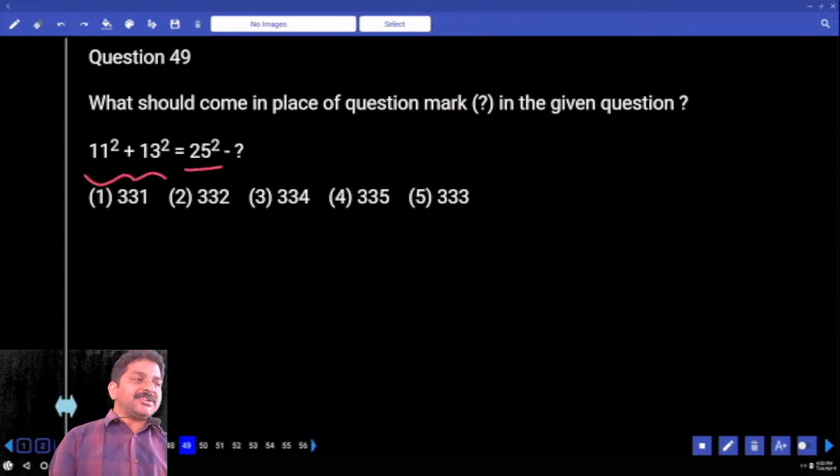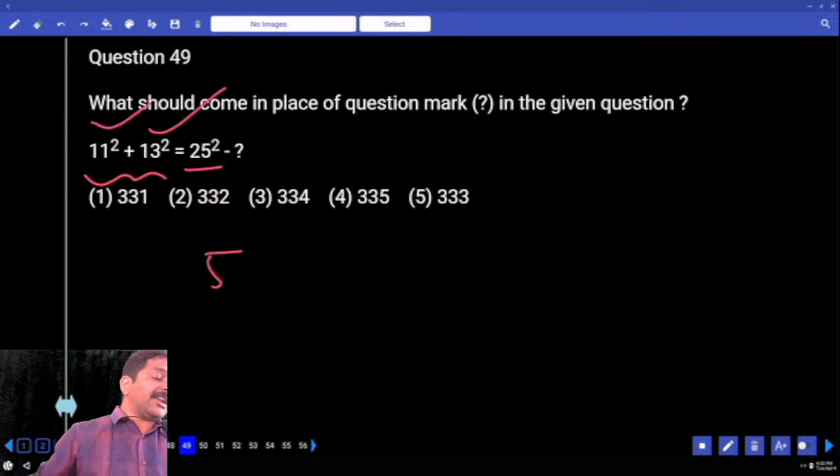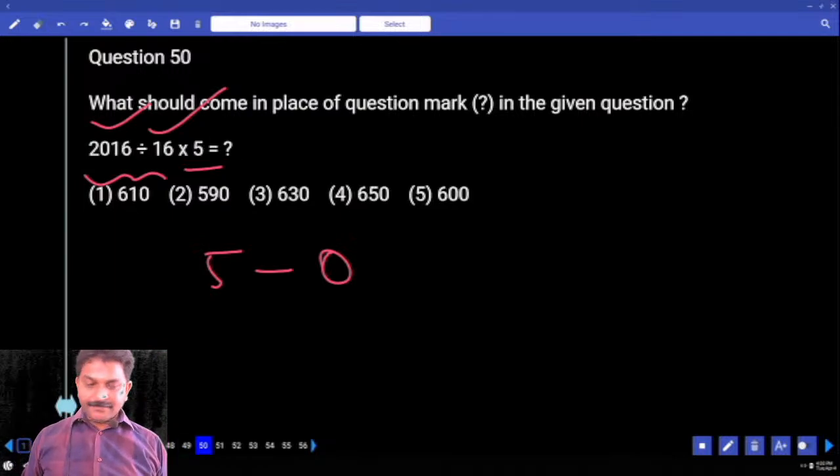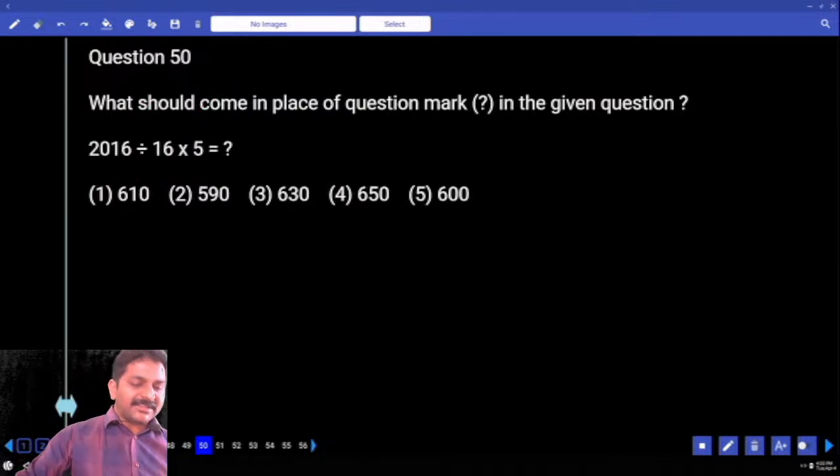Already right hand side number ends with 11 square ends with 3 square ends with sum ends with, that goes to the other side. Whether it is addition or subtraction, answer must end with. Next, can you verify last digit verification? Come on. No, you cannot verify it.